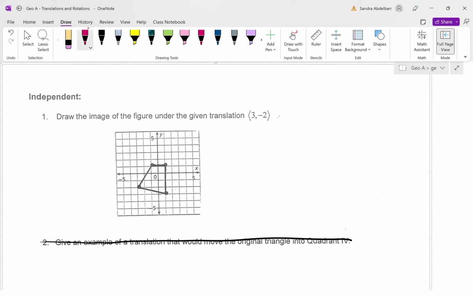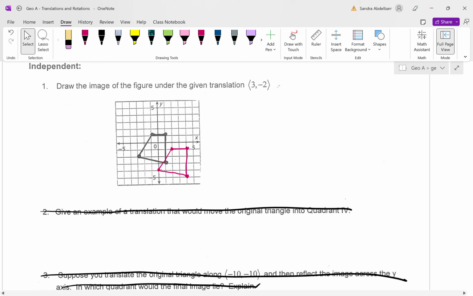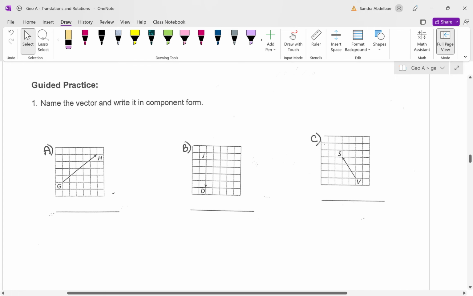All right, what should we have done? We should have translated each point 3 units to the right and 2 units down. 1, 2, 3, 1, 2. Oops, I only want 1 down. And then 1, 2, 3, 1, 2. There we go. How many people got that? Great. All right, let's keep going.